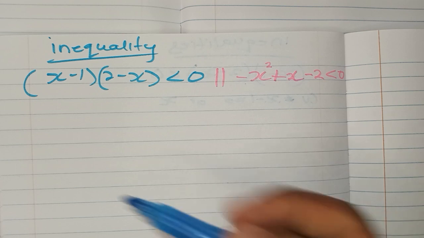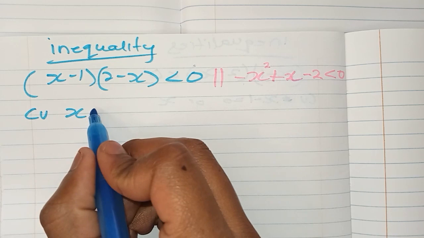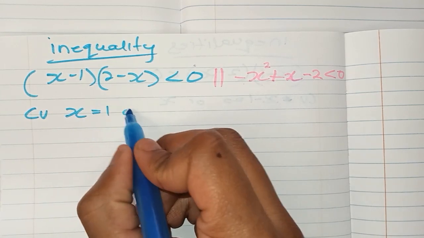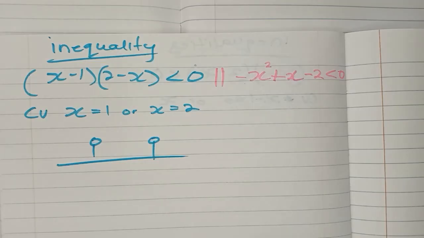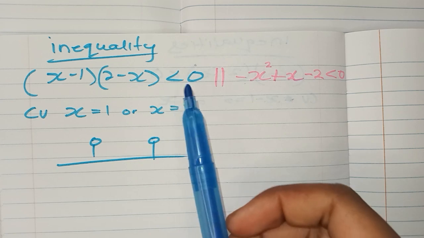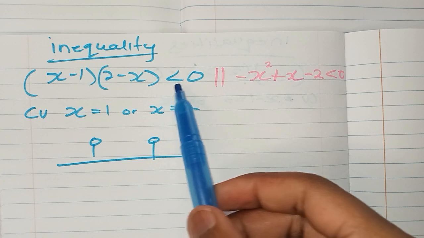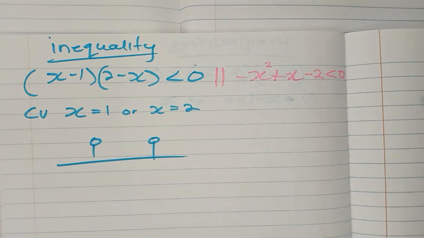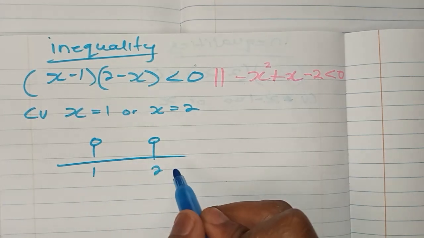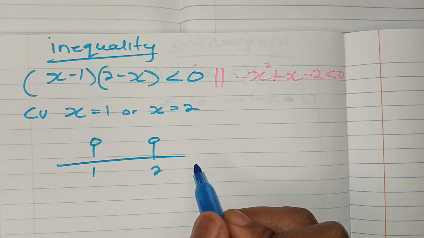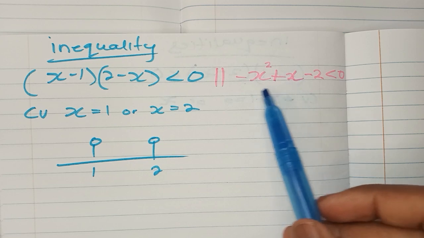All right, let's go. Let's just get these CVs, critical values. x is equal to 1 or x is equal to 2. These balls are actually for, let us say you were given x is less than or equal to. So whenever we have a sign like that, you are going to shade. But today we don't have a sign like that, so let us just continue. Right, so it's going to be 1, it's going to be 2, just the way it would be in a real number line.